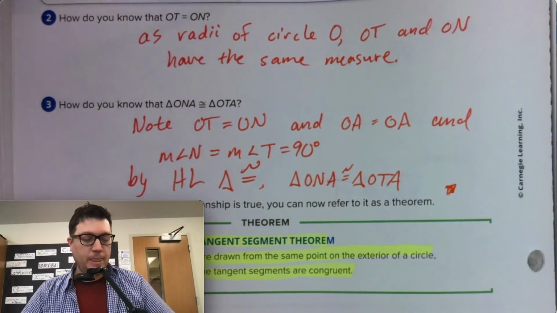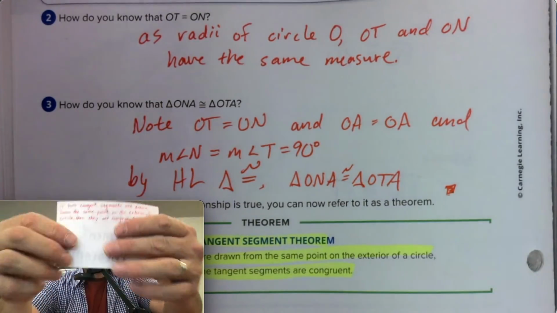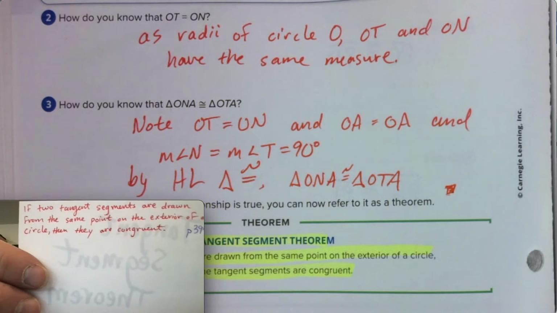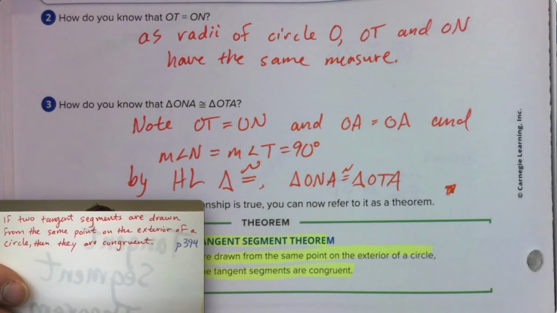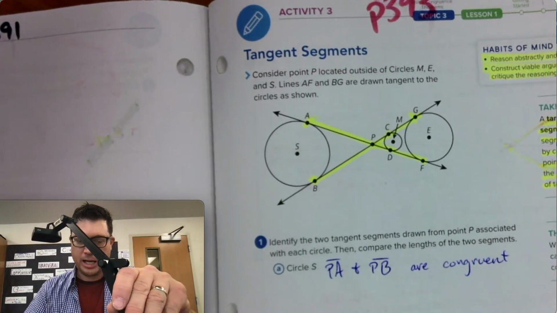What you should do now is create the tangent segment theorem note card, which says if two tangents are drawn from the same point on the exterior of a circle, then they are congruent. That's what this page has proved. That's what the previous page wanted to make sure we were able to explain and understand.